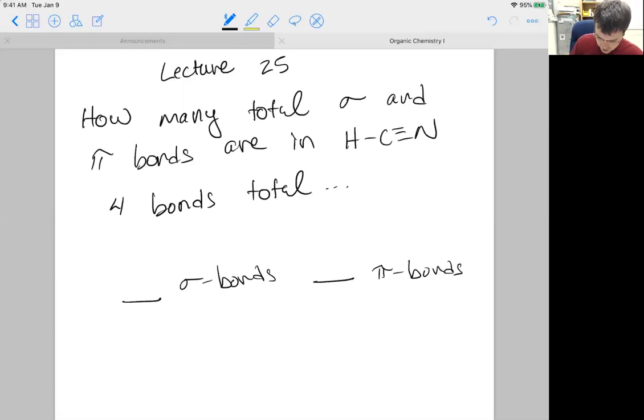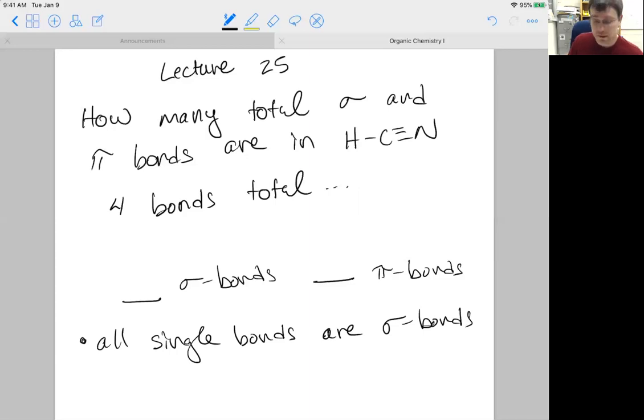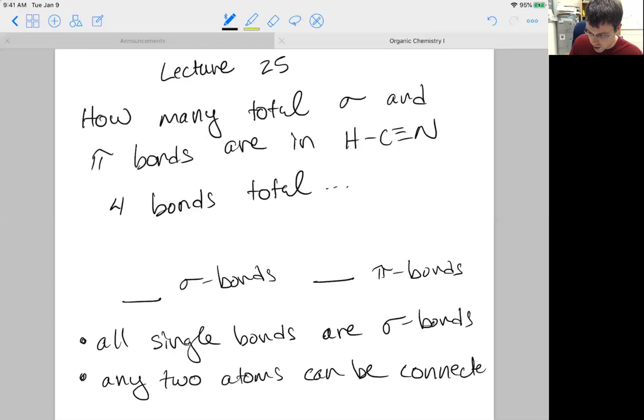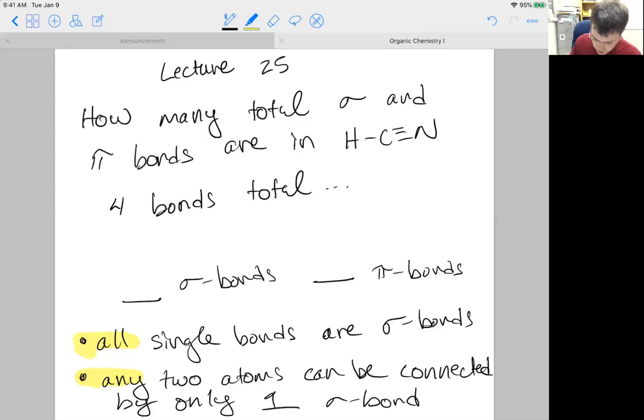So, a few things to note. All single bonds are sigma bonds. I like the alliteration to it. Anyway, all single bonds are sigma bonds, and any 2 atoms can be connected by only 1 sigma bond. These are 2 important points. You can only have 1 sigma bond between any 2 atoms that are covalently bonded. So I know that 2 of these atoms are connected by a triple bond, but we can only have 1 sigma bond in there.